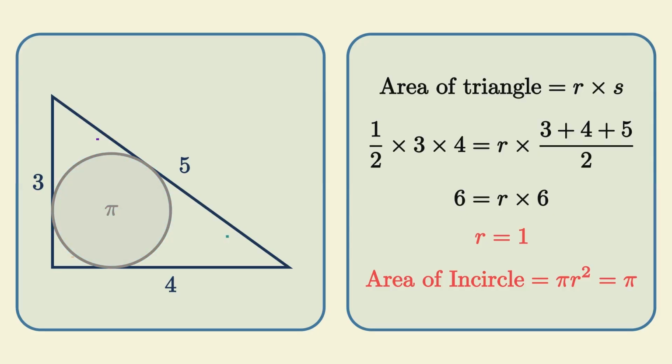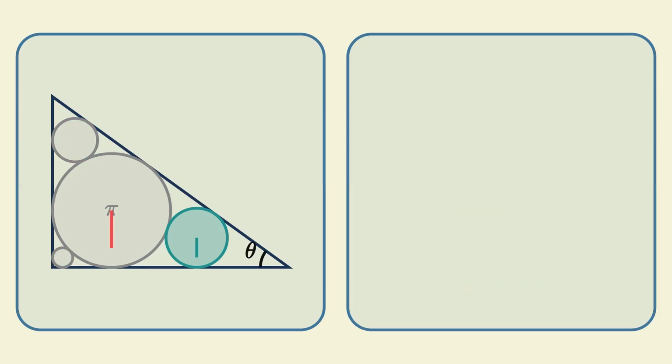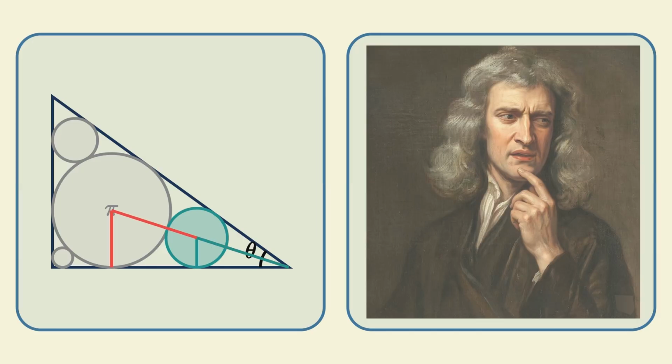Now for the 3 smaller circles, instead of solving each one separately, let's derive a single formula that works for any corner. Take a corner with angle theta. Draw perpendiculars from the centers of the incircle and the smaller circle to either side. This creates 2 right triangles. The incircle has radius 1, the smaller circle has radius r dash.